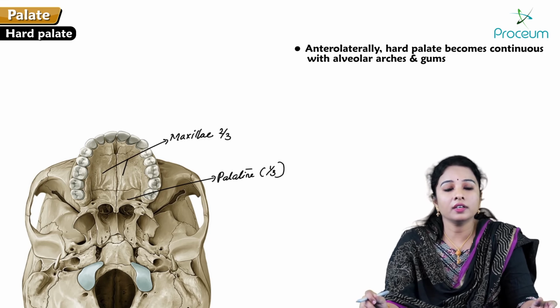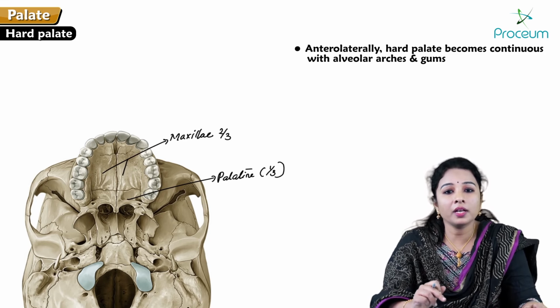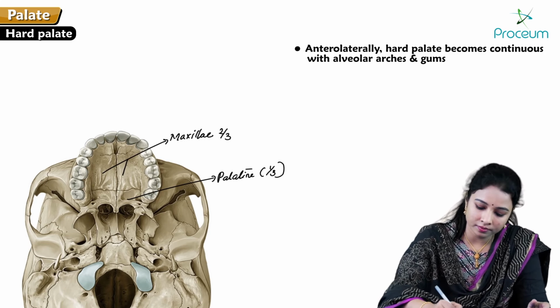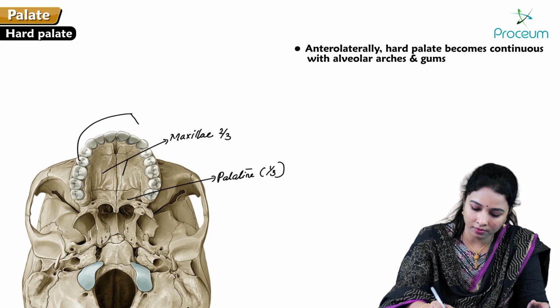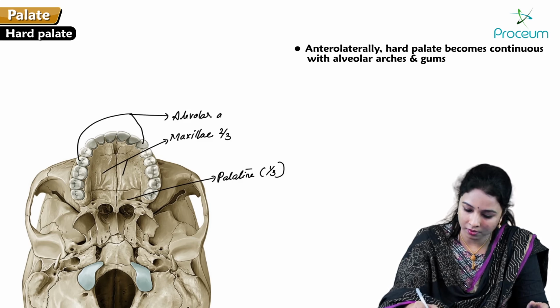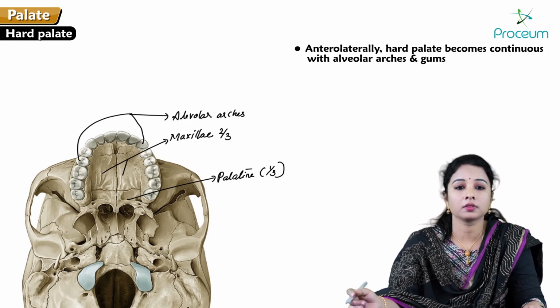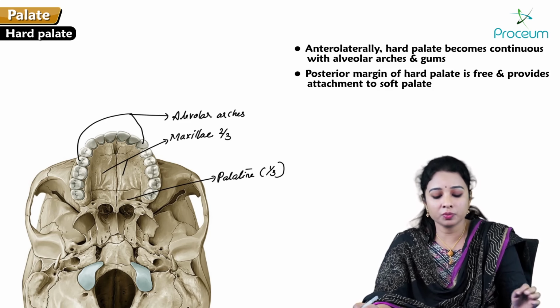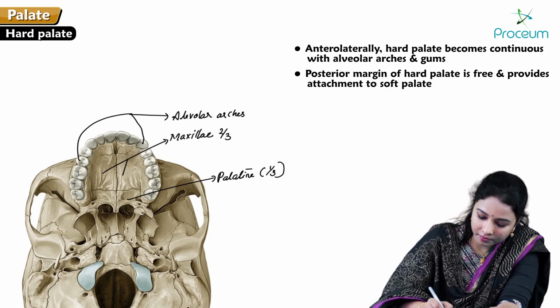And anterolaterally we can see here the hard palate becomes continuous with the alveolar arches and gums. The posterior margin of the hard palate is free and provides attachment to the soft palate.